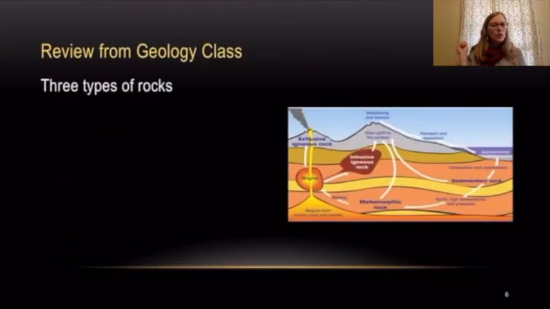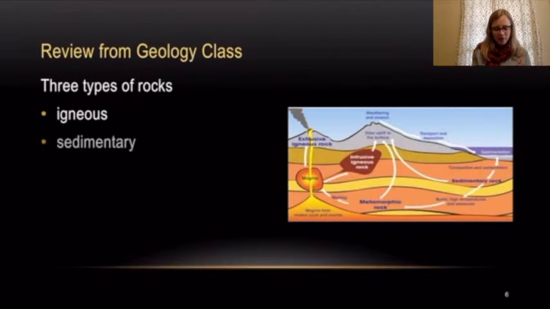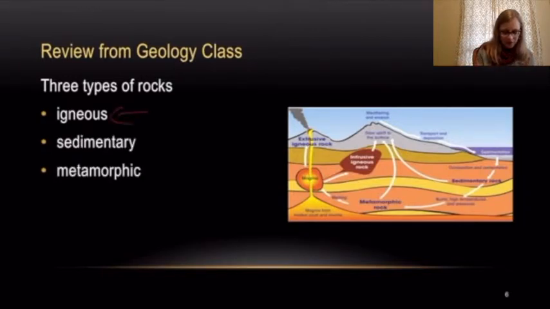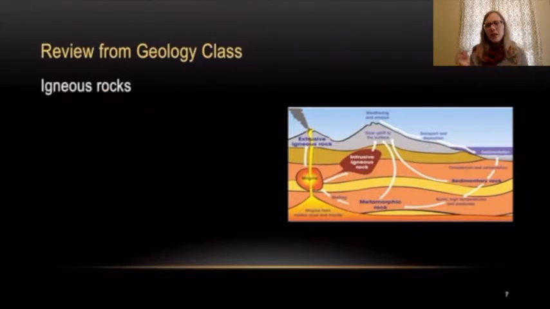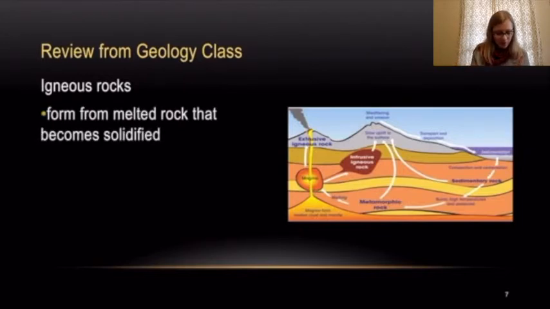Three types of rock. What are the three types of rock? Tell each other. Ready? Okay. Igneous, metamorphic, and sedimentary. And we are mostly focusing on igneous rocks. So I want to look at the definition of an igneous rock again today, because we're going to talk about where these igneous rocks are forming. They form from melted rock that has become solidified. So melted rock itself is not an igneous rock. It's a liquid. A liquid cannot be a rock because rocks are solid.